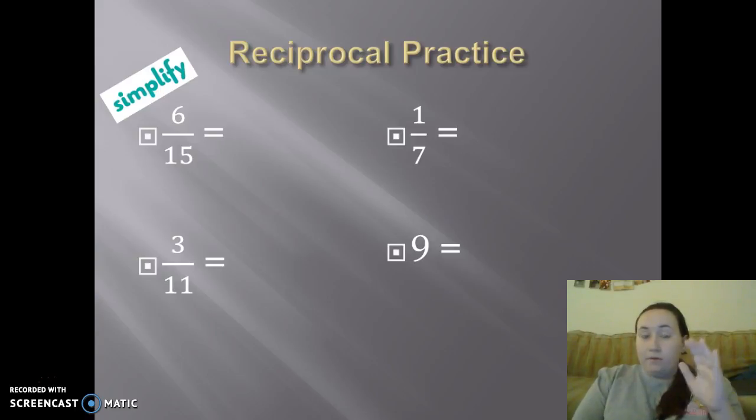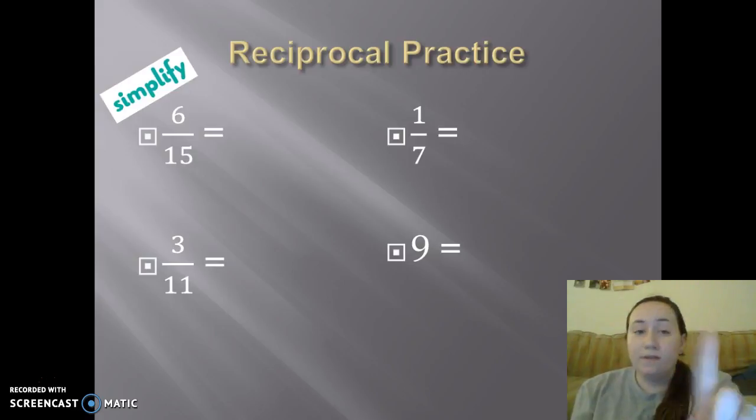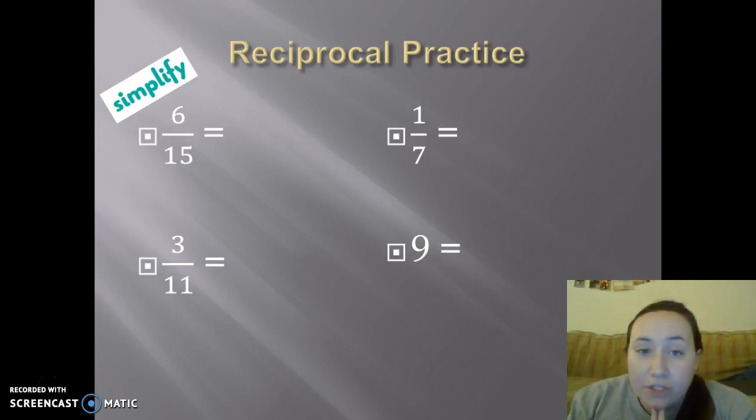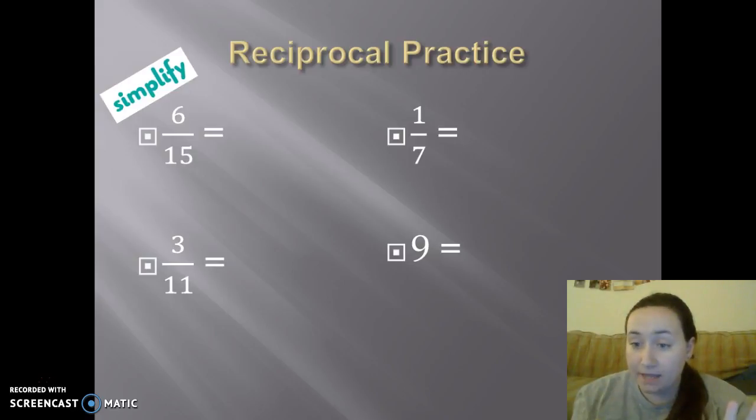Now, for this, pause the video in a minute, when I stop talking. So pause the video in just a second and write all these down in your notebook, in your notes, and you're going to solve them. So take your time, pause it, and then start the video back up when you're ready.